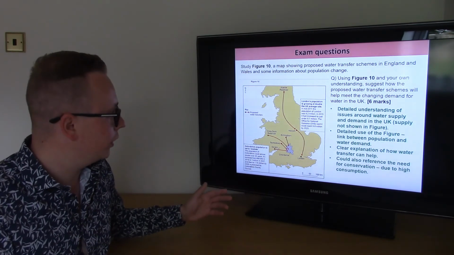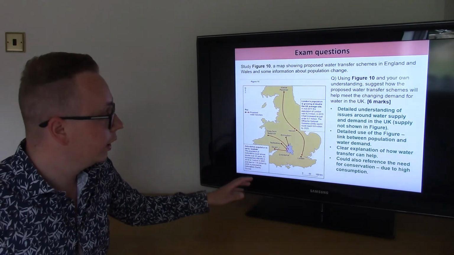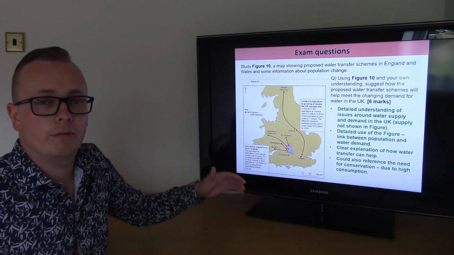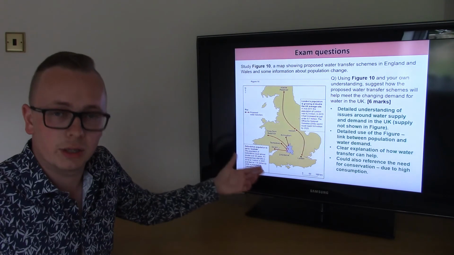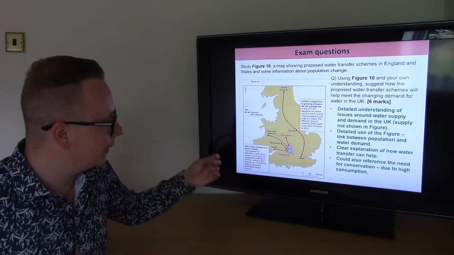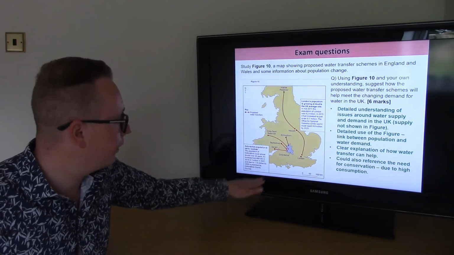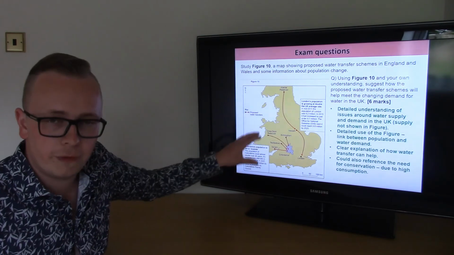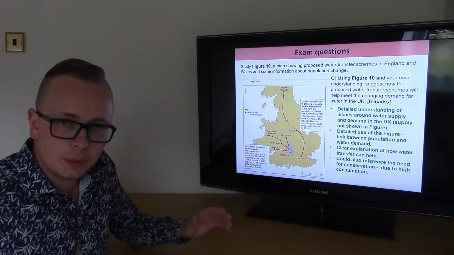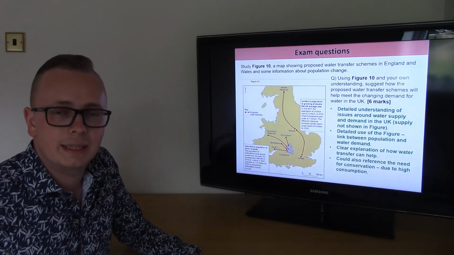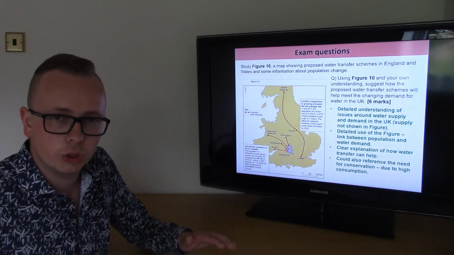We know that from this video, that we know where we've got areas of surplus and deficit, but it doesn't talk about that in this figure. So you showing your knowledge of where we have surplus and why in the UK, and where we've got deficit and why in the UK is going to get you good marks there. Of course, we need clear use of the figure so we can make links between population and demand, and we can talk specifically about the areas it picks out. We may want to quote some of the figures used in the text here to support that. And then a clear explanation of how water transfer can help, so making that link between surplus and deficit and the use of water transfer schemes as a solution.